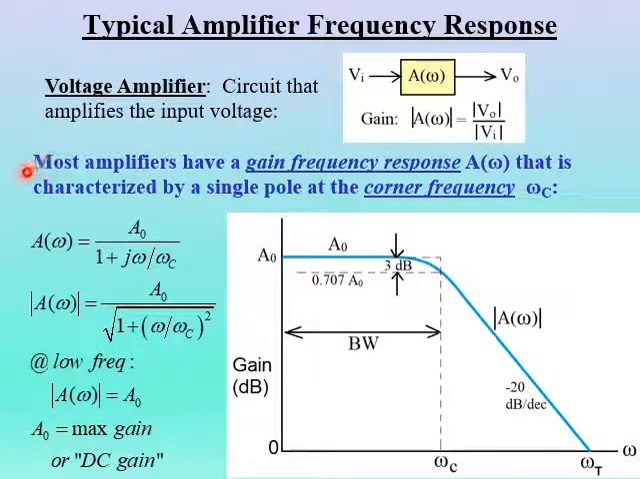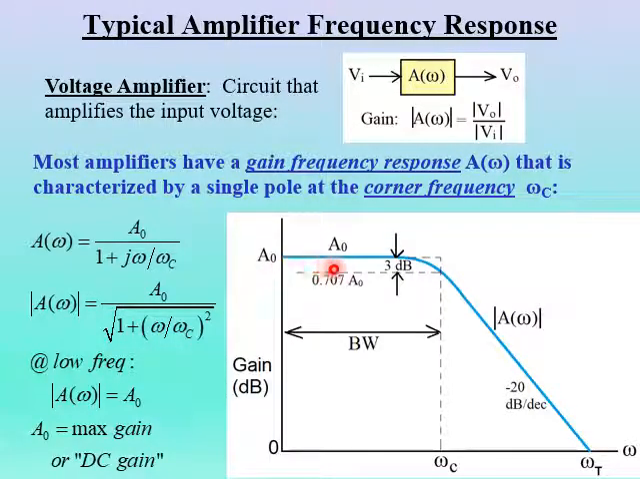Most amplifiers have a gain frequency response, A of omega, that is characterized by a single pole at the corner frequency, omega sub C. So this is the frequency response function of a typical amplifier. In the numerator, we have A naught, and that we'll see is the max gain of the amplifier. And in the denominator, we have 1 plus j omega over omega c, which is our corner frequency. So if we go ahead and take the magnitude of this function, the magnitude of the gain is equal to A naught over root 1 plus omega over omega c quantity squared.